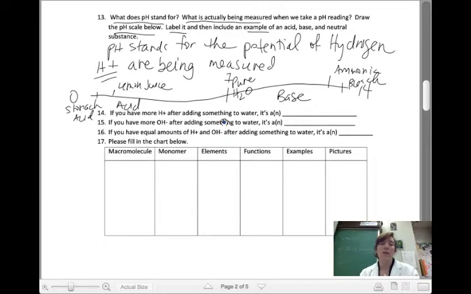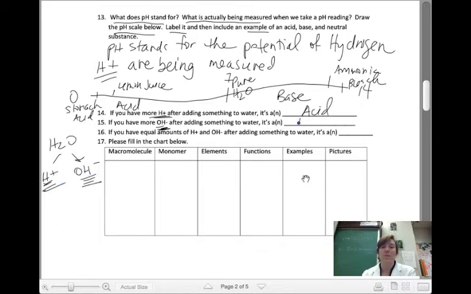So if we add something to water and after we've added it we have more H+, that substance is going to be an acid. And if we add something to water and afterwards we have more OH, because remember when you split a water molecule you either get H pluses or you get OH minuses. If you have this, it's an acid. If you have this, it's a base. If you have equal amounts of H plus and OH, then that means it's neutral, just like pure water.